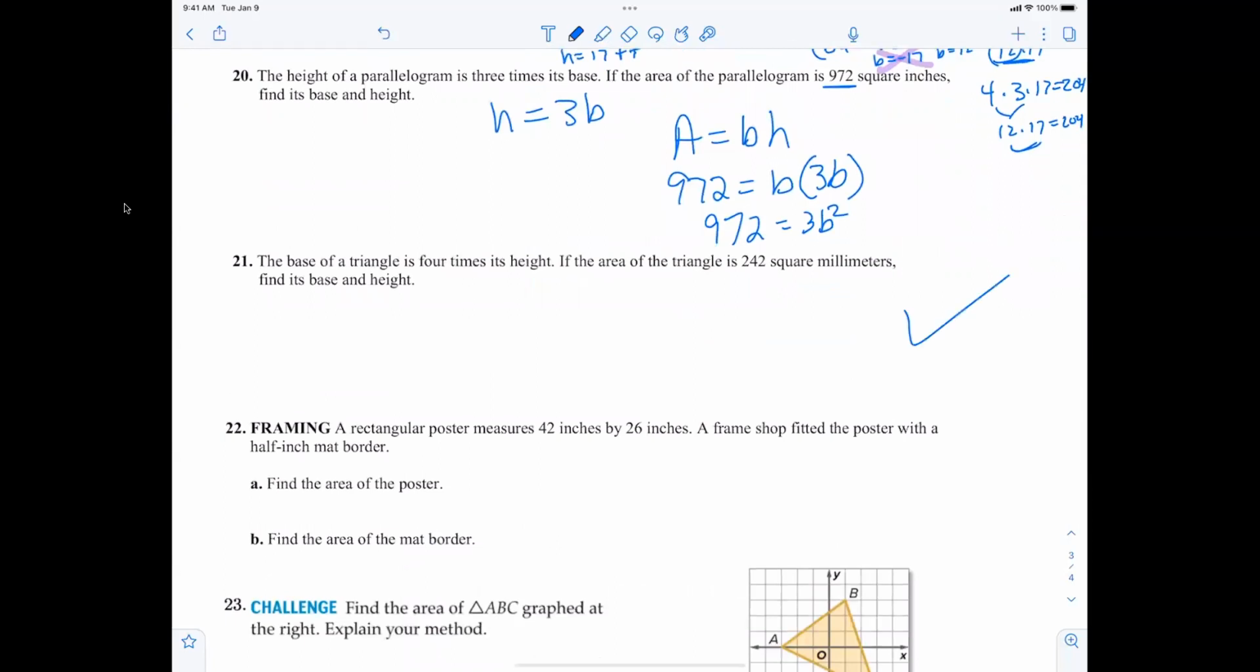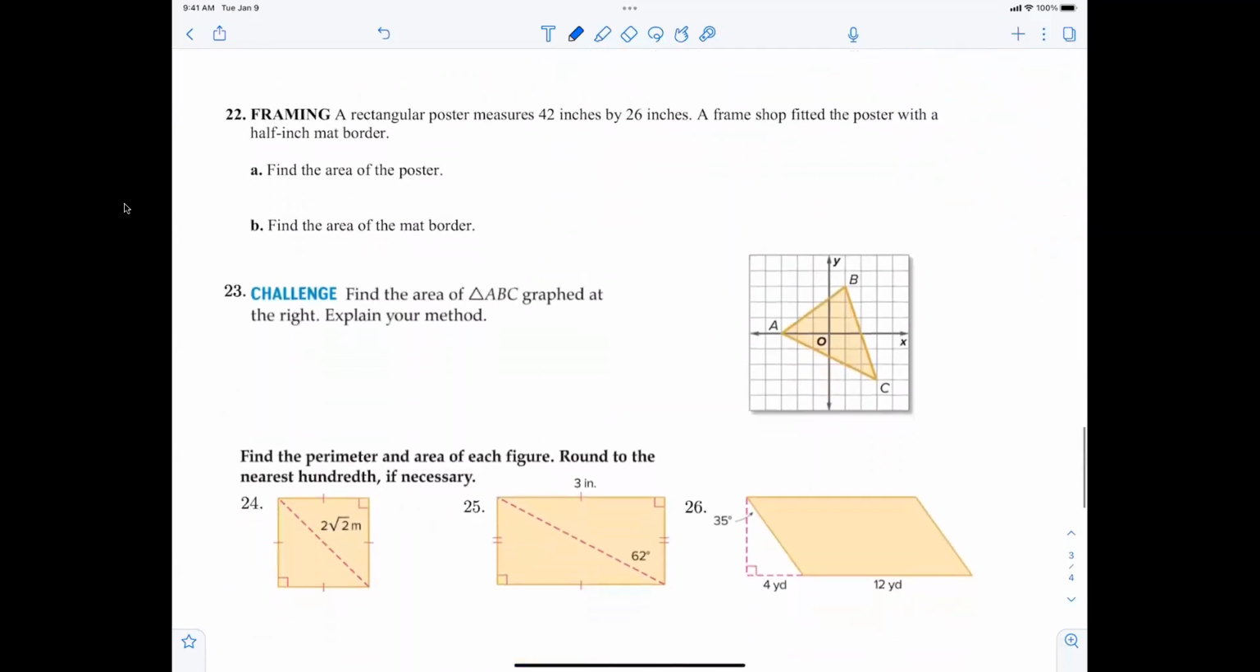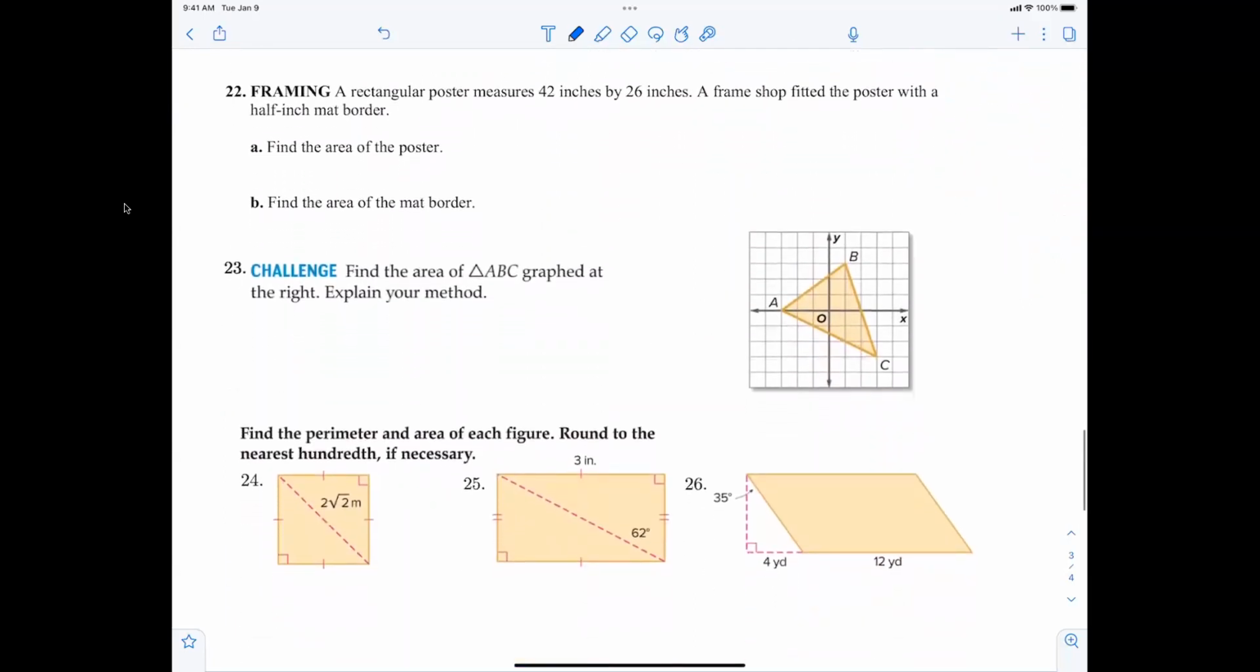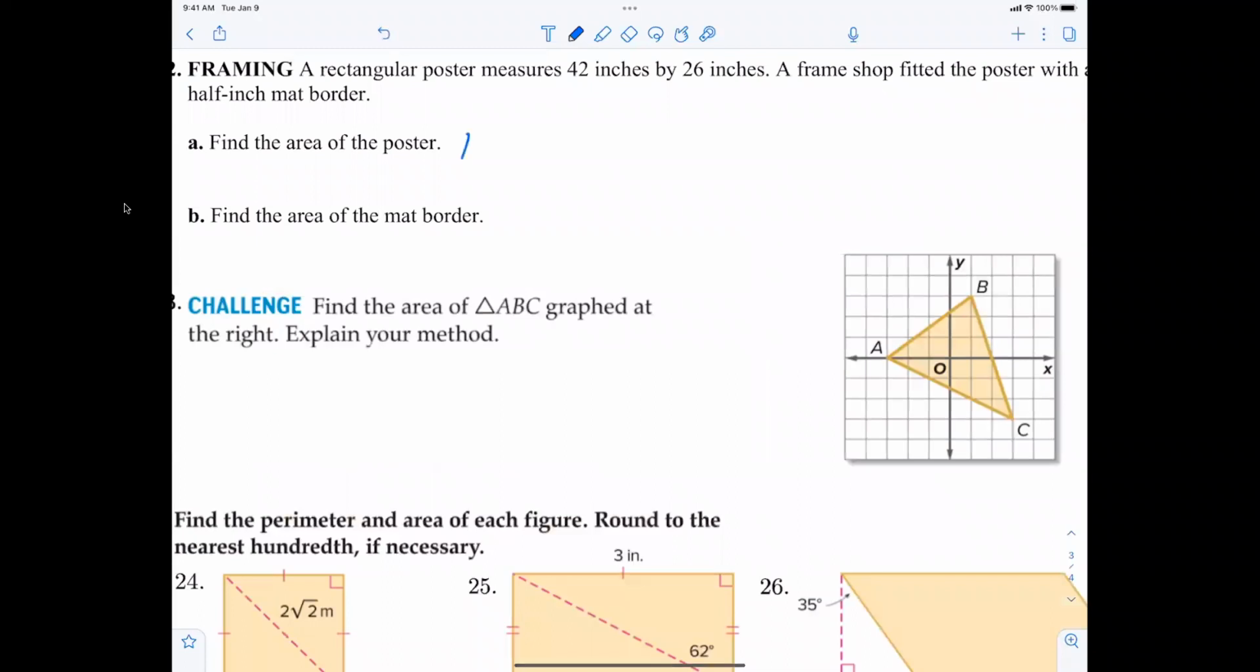21 is very similar. All right, so let's take a quick look at 22. Come on, guys, stay with me. 22. It says a rectangular poster measures 42 by 26. A frame shop fitted the poster with a 1/2 inch mat border. Find the area of the poster. Well, the area of the poster is easy, right? Somebody tell me what the area of the poster is.